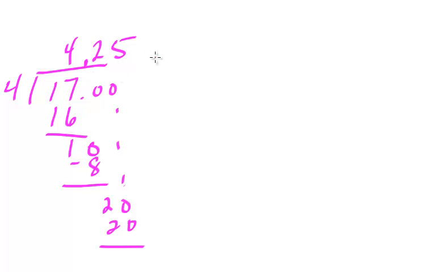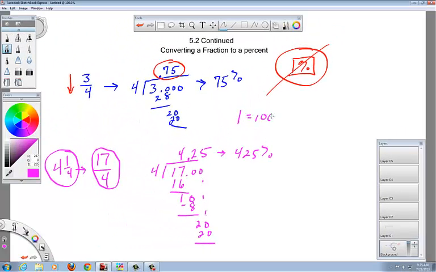Now, a lot of people will forget what they're doing and leave it 4.25. Well, that's not a percent. So to change it to a percent, we need to move it back 2 places. So this would actually become 425%. And always remember that 1 equals 100%.